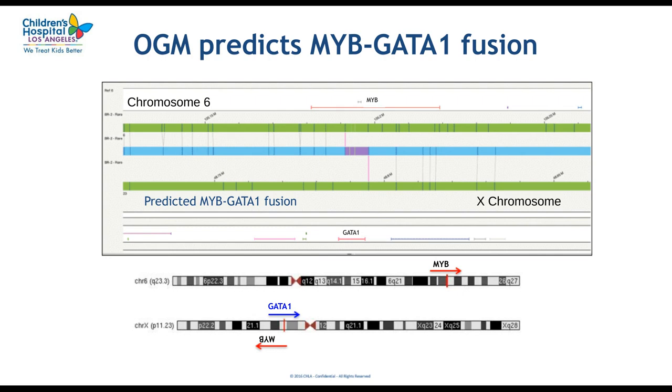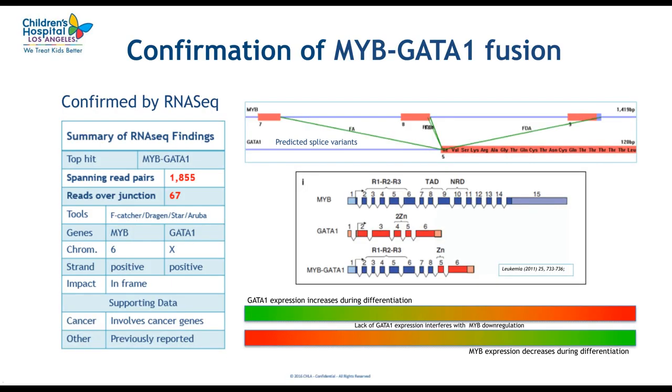And so now everything was starting to come together and make sense if we assume that this rearrangement indeed results in MYB-GATA1 fusion. So we were excited to try to confirm this by RNA-seq, and RNA-seq data very clearly confirmed the presence of the fusion. It also showed the splice variants that corresponded to what was previously reported for this particular fusion. And so MYB exons 6, 7, and 8 were involved with exon 5 of GATA1, and that's what has been described previously for this fusion.